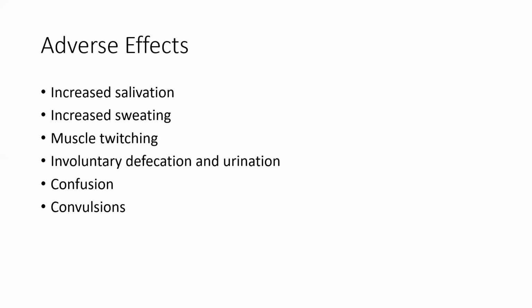Adverse effects are increased salivation. Remember, increasing, so a parasympathetic effect. If you remember the first chart, you remember everything. Adverse effects: they increase the saliva, they increase the sweat, muscle twitching. They cause involuntary defecation and urination because your bladder constricts. They cause confusion. They cause convulsions as well.